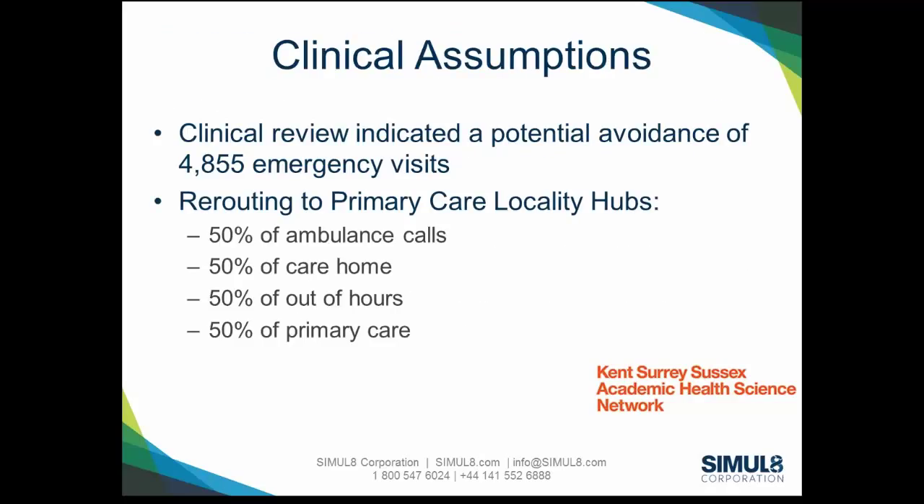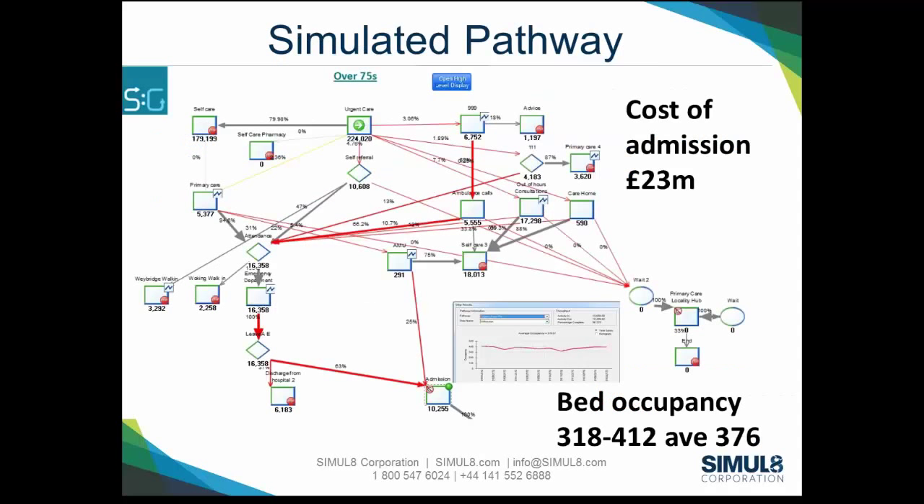So a clinical review had looked at what the avoidance of emergency visits might be, and suggested, let's look at what would happen if we rerouted 50% of ambulance calls, 50% of the calls to the emergency department visits that come from a care home, a residential care home, 50% of out-of-hours service, and 50% of primary care. So this is the what-if that they looked at. And this is the simulated pathway.